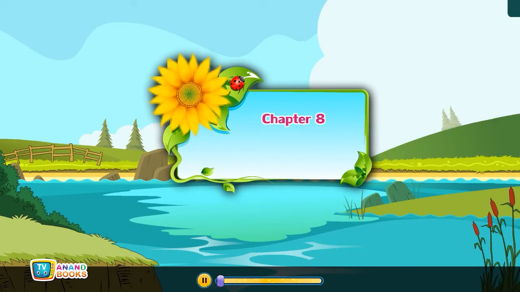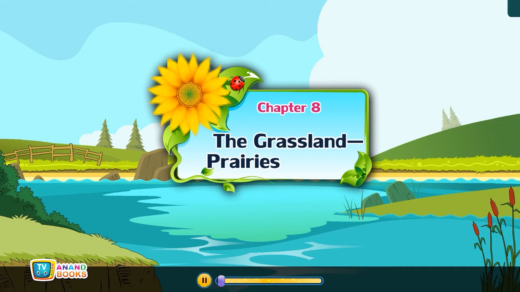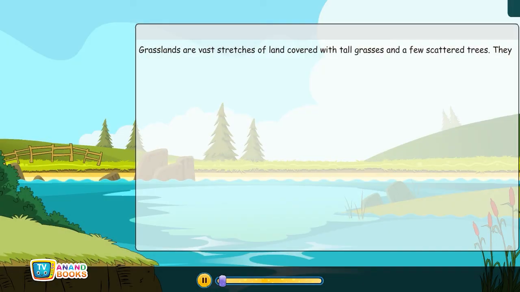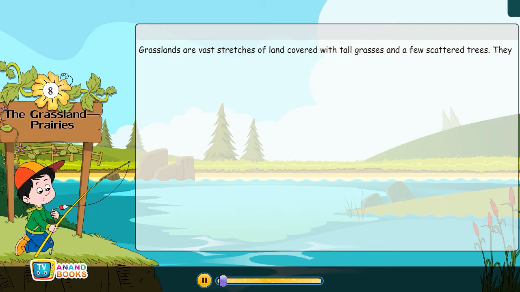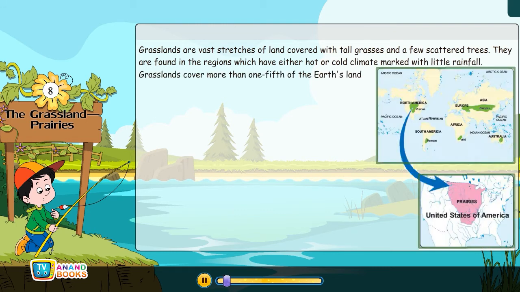Chapter 8. The Grassland, Prairies. Grasslands are vast stretches of land covered with tall grasses and a few scattered trees. They are found in the regions which have either hot or cold climate marked with little rainfall. Grasslands cover more than 1/5 of the Earth's land surface.